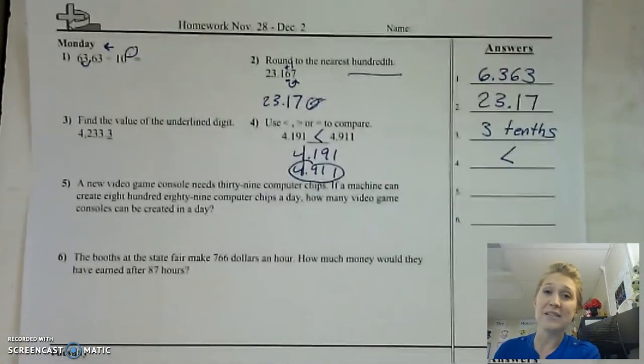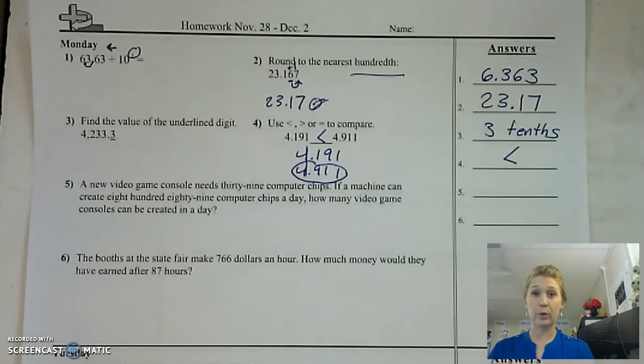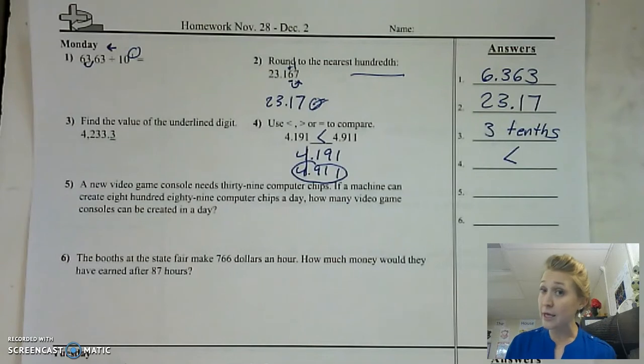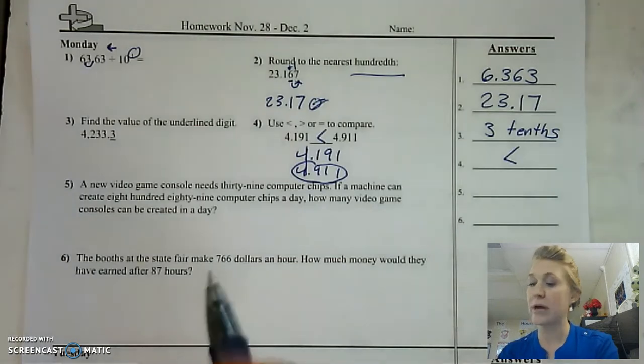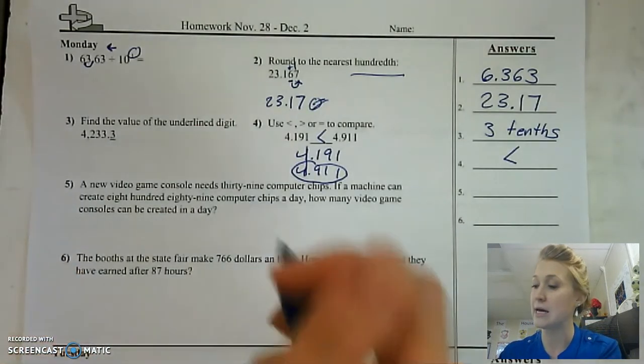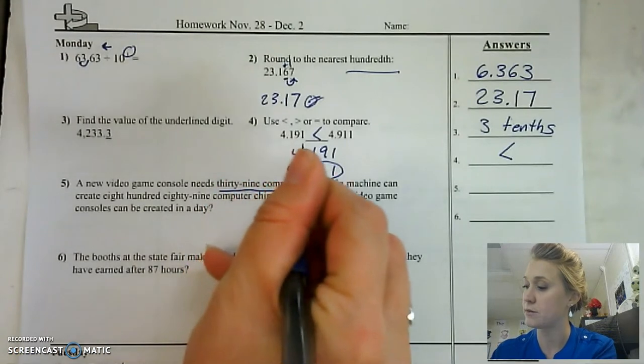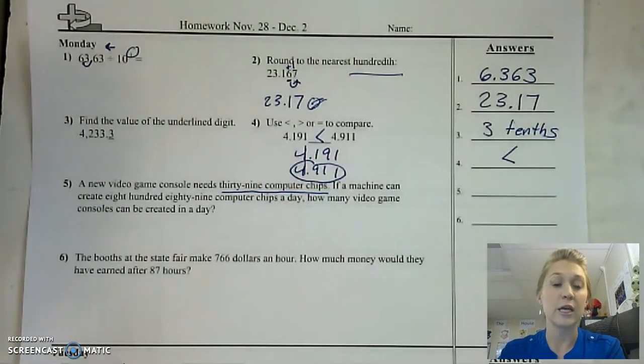All right, number 5 and 6 are our word problems. So we're going to read them and we're going to underline that important information. We're going to look at it like a human, make sure we understand the problem, and then look at it like a mathematician and find the math. A new video game console needs 39 computer chips. If a machine can create 839 computer chips a day, how many video game consoles can be created in a day?